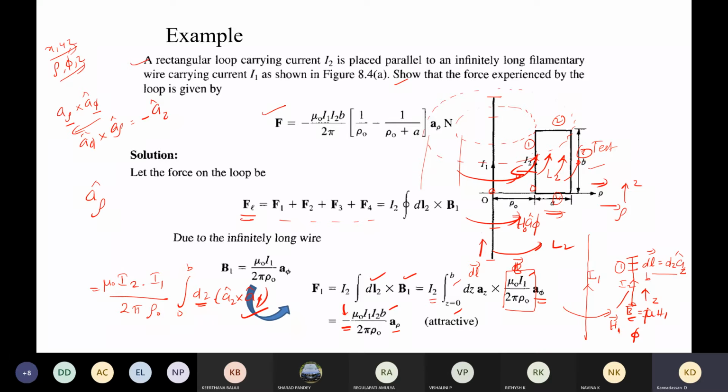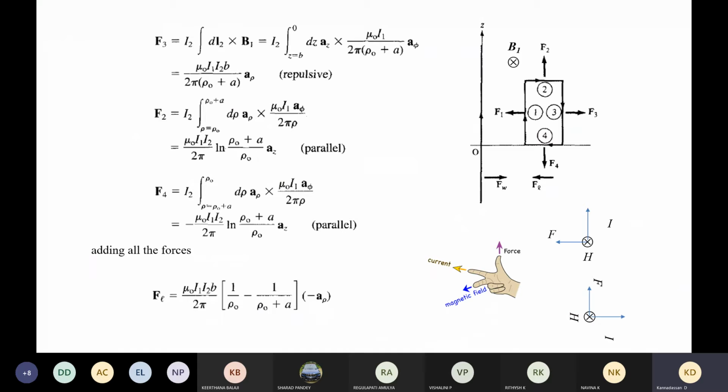In the very same way, we can easily calculate for element 3, because for both the magnetic field, the concept is going to be the same, and the integration is going to be the same, but only the current direction is opposite, and the field will be acting at rho naught plus A. So that is what we are going to calculate second. So this F3 is the force, and the magnetic field is coming in this particular direction.